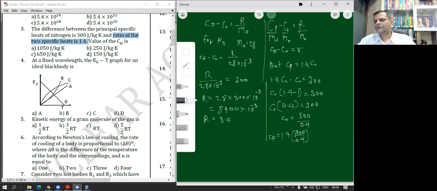What is this? 1.4 into 300 upon 0.4. If we remove this decimal point, then we can get this 14 into 300 upon 4. And if we just reduce this 4 with this 300, 75 will be left behind. And here, 14 multiplied by 75 will be the final answer. So the Cp value will be 14 multiplied by 75. How much does it come out to be?